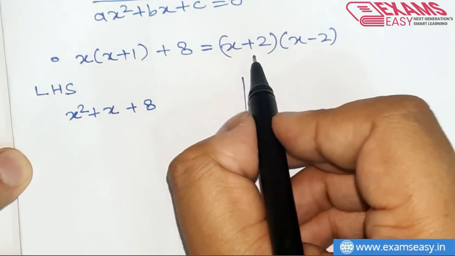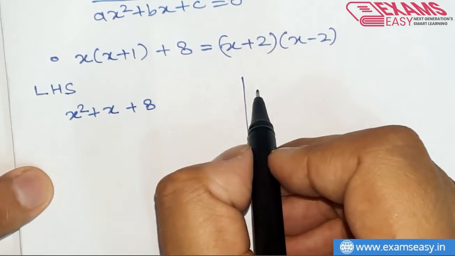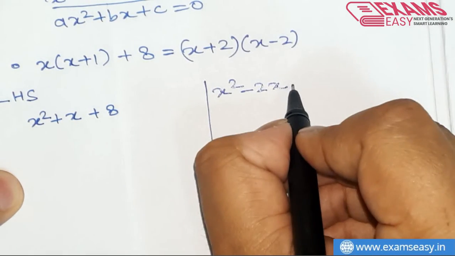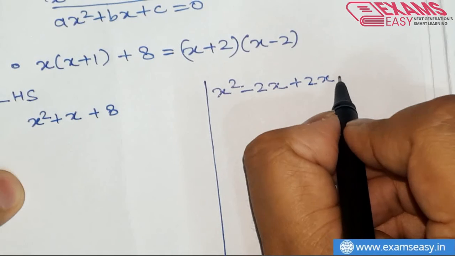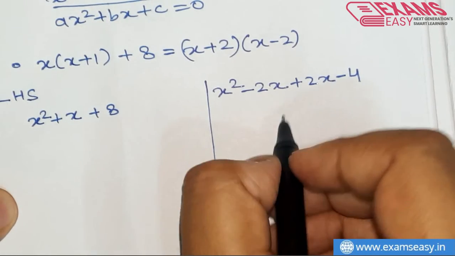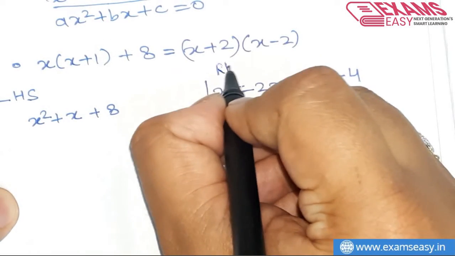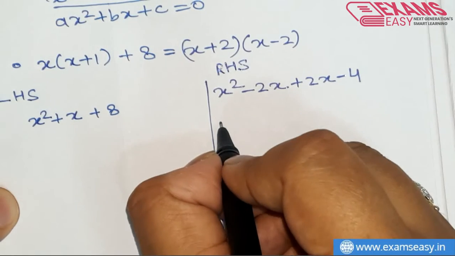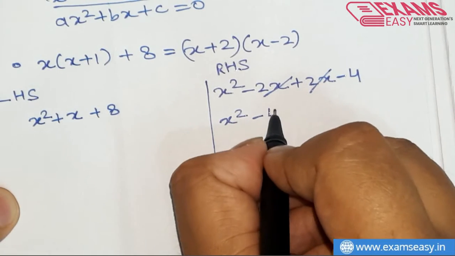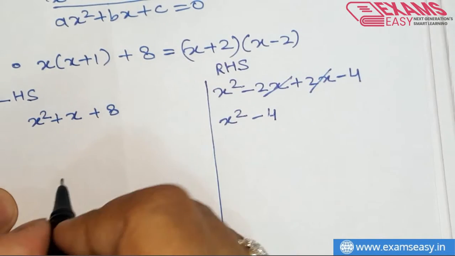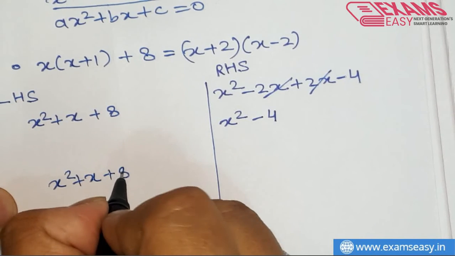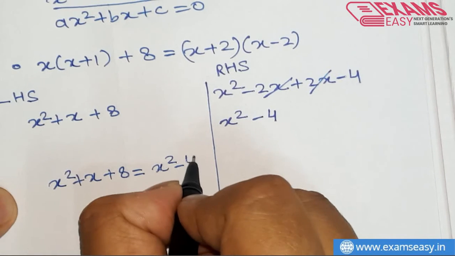And in the right hand side, if we multiply both the terms, then it will become x square minus 2x plus 2x minus 4. And if we further simplify the right hand side, then it will become x square, this will become 0, minus 4. So our original expression will become x square plus x plus 8 is equals to x square minus 4.